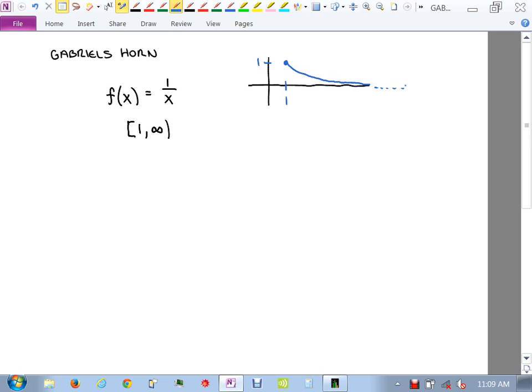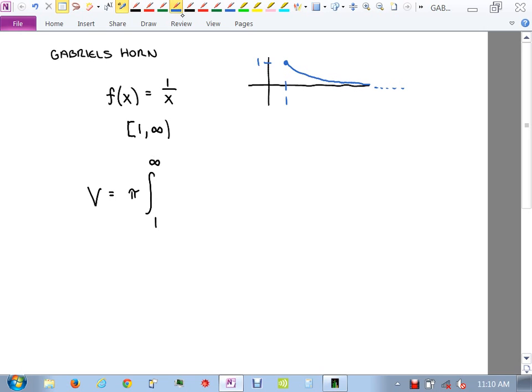So here's the paradox. We're going to rotate this around the x-axis, and we're going to look at its volume and its surface area. Those are two different integrals, right? So let's first look at the volume. If we wrap that around the x-axis, the volume will be what? Pi times f of x squared. Good. So in our integral, we'll go from 1 to infinity.